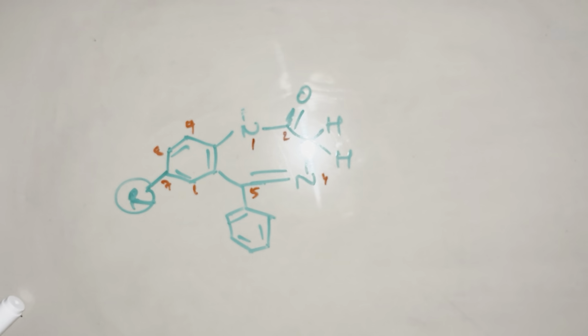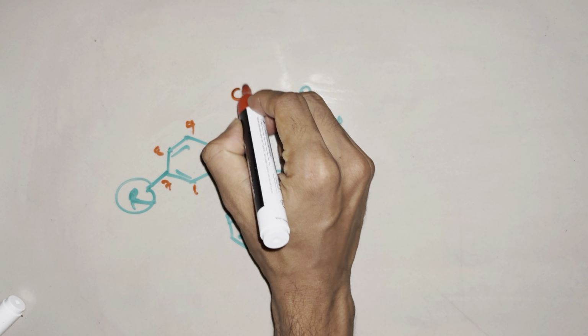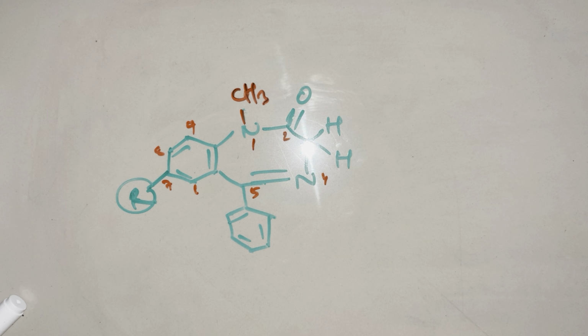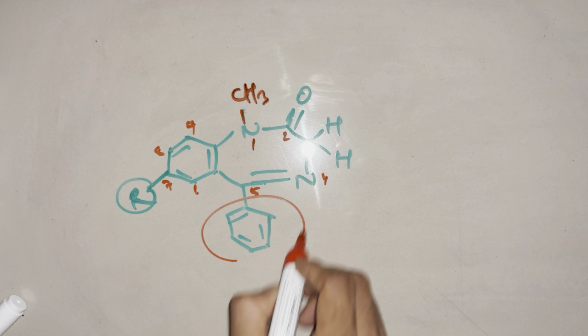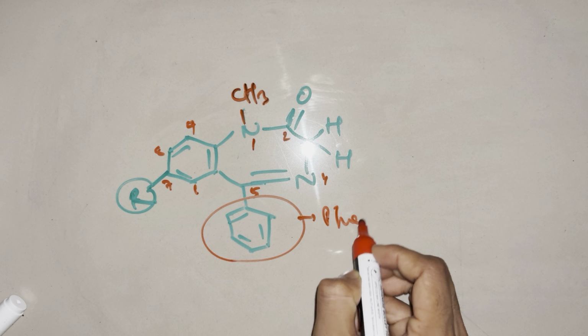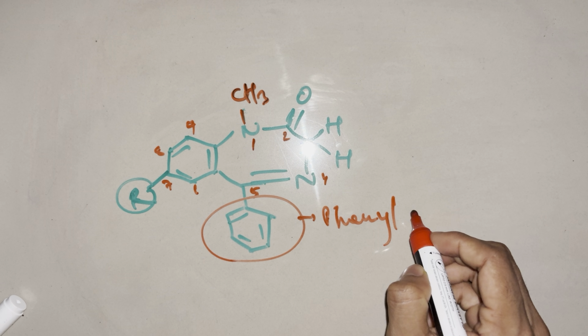This nitrogen should be, in the place of R, there should be a CH3. That is, alkylation of nitrogen should be there. So it will increase the activity. And along with that this ring should be present. This is very, very important. This is called phenyl group.